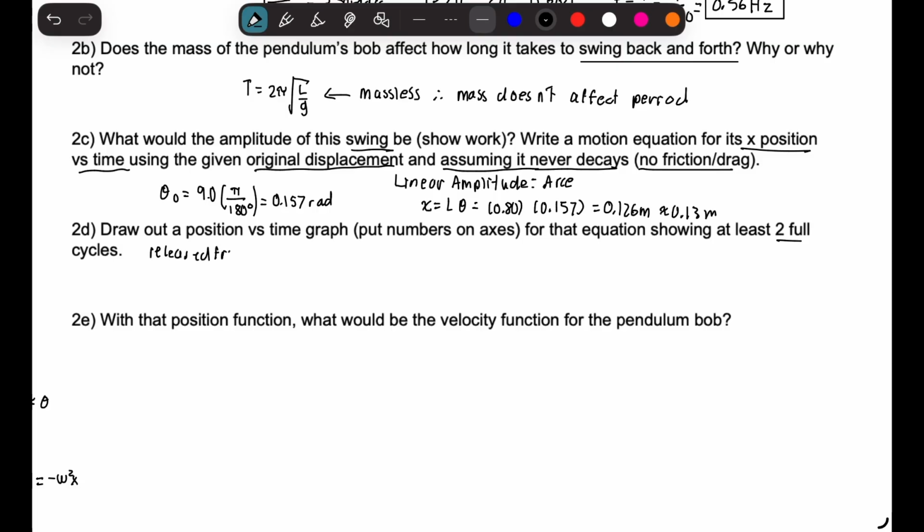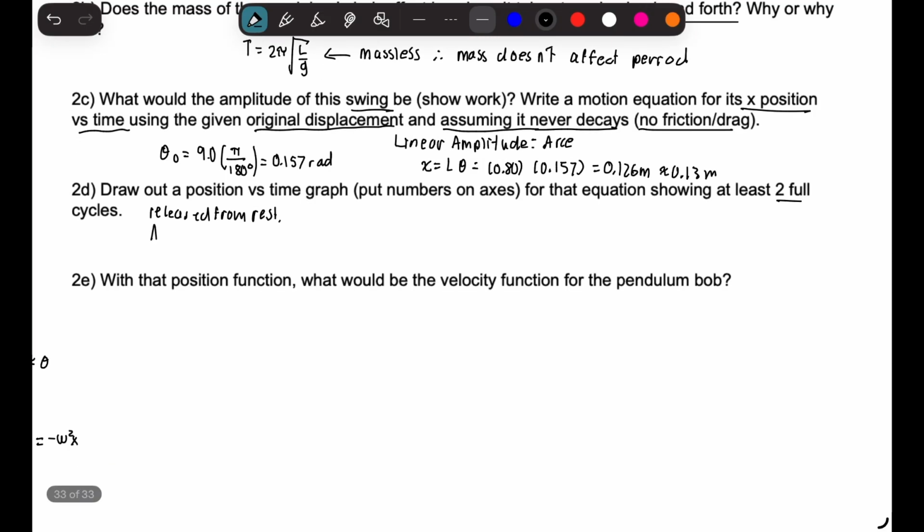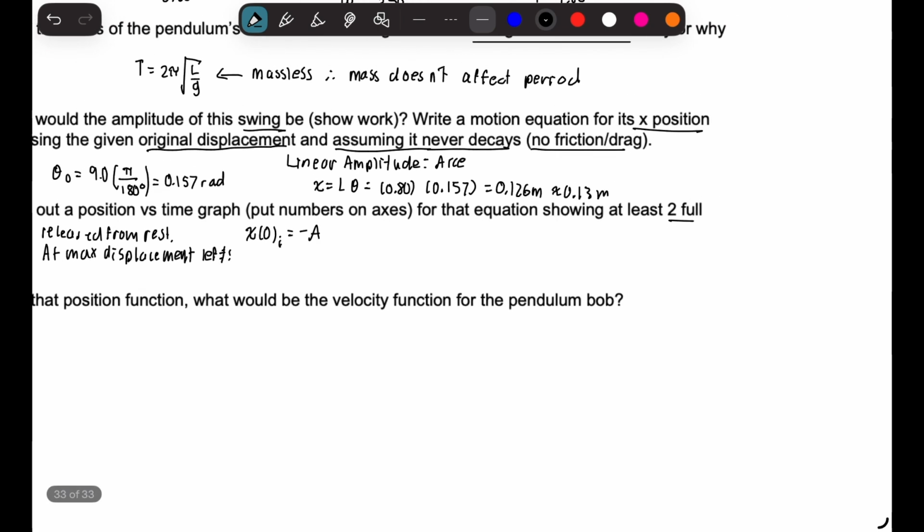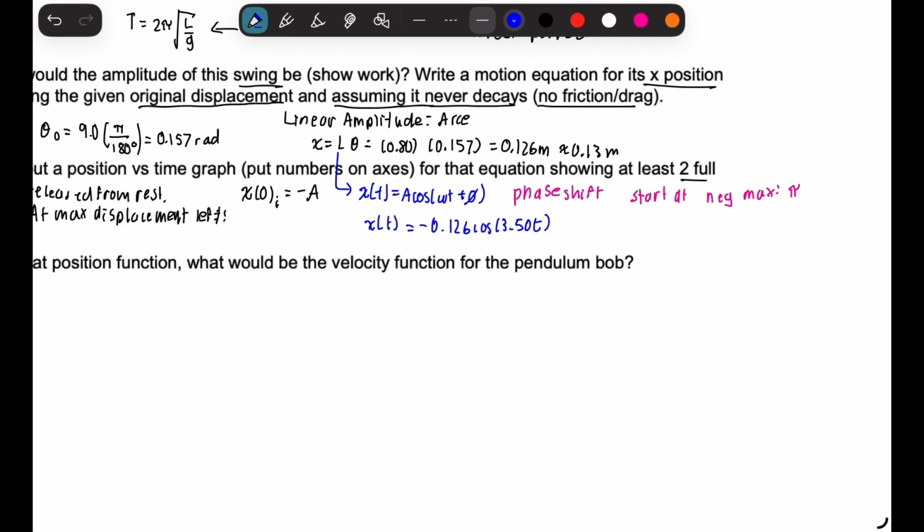Released from rest. If it's released from rest at the max displacement left, that means that our initial position is going to be negative. So we know that we have our equation x of t is equal to negative 0.126 cosine 3.50 t.